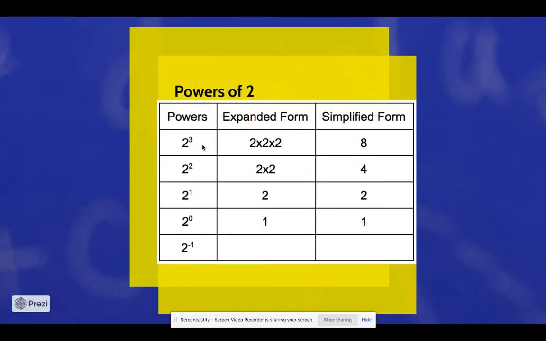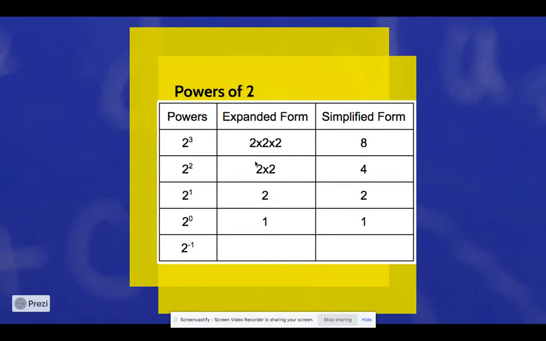So we know that 2 to the third is 8, and 2 squared is 4. We're seeing an expanded form here. Any number raised to the first power is just itself. We only have one 2, so simplified, that would just be 2. Now, 2 to the 0 is 1, right?